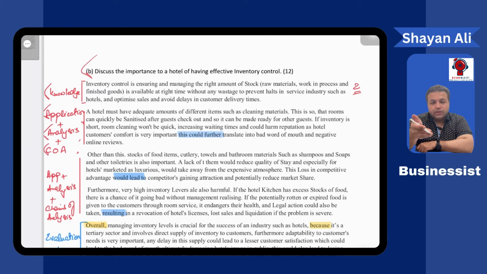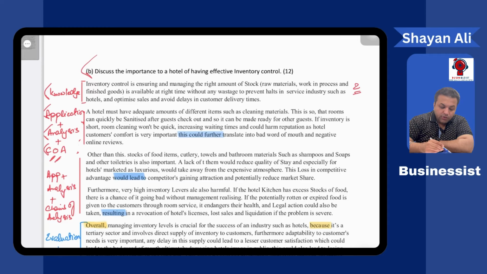Usually, the chains of analysis can be interpreted by different names in different case studies. At times, the marking keywords say developed analysis. At times, the marking keywords say further analysis. At times, the marking keywords say chains of analysis. But my preferred word is chains of analysis. So let's have a look at it.